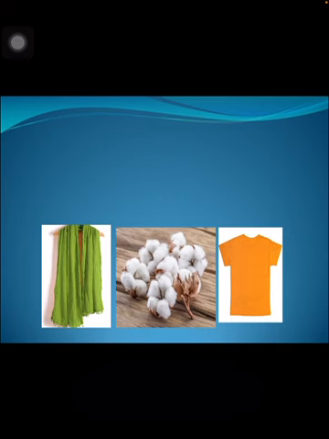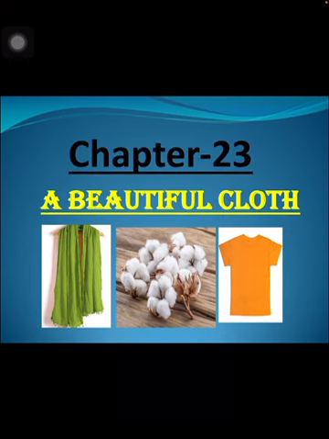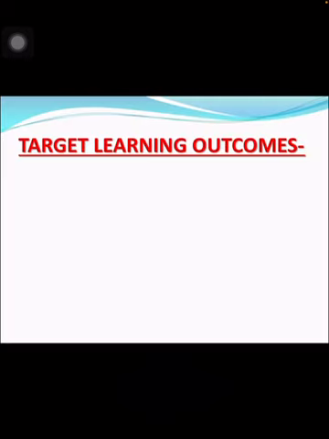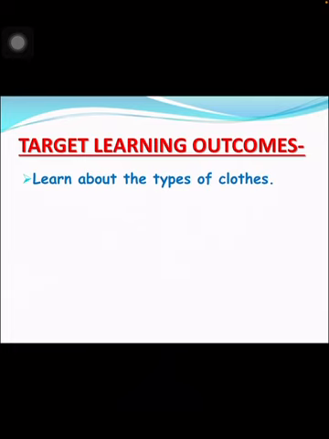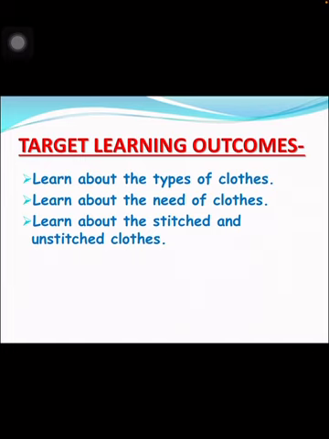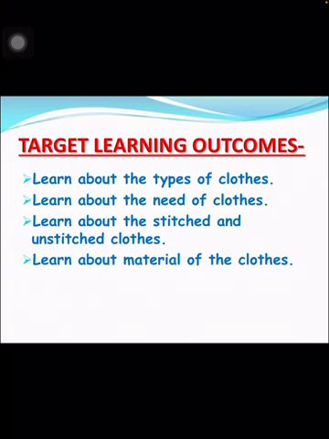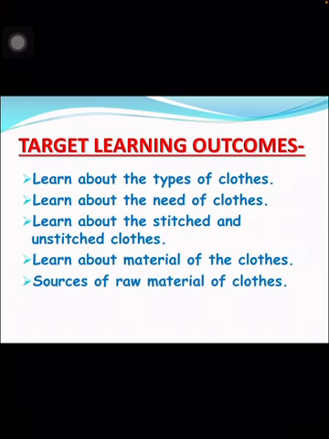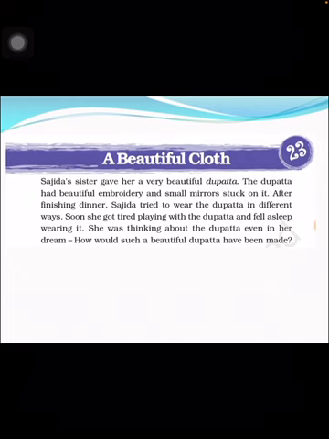Today we will read chapter 23, A Beautiful Cloth of the Environmental Studies textbook of class 3rd. But before starting the class, we need to know what we will learn in this class. We will learn about the different types of clothes and the need of clothes. We will also learn about stitched and unstitched clothes, along with the material of the clothes and the sources of raw material of clothes. So now we will start our chapter, A Beautiful Cloth.